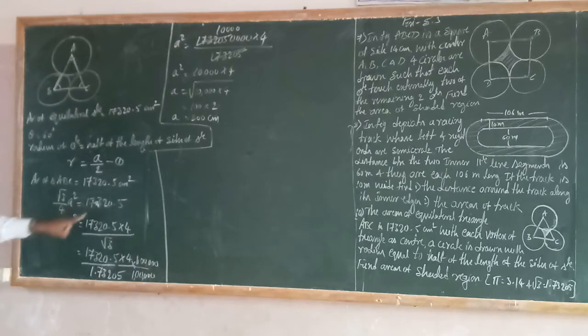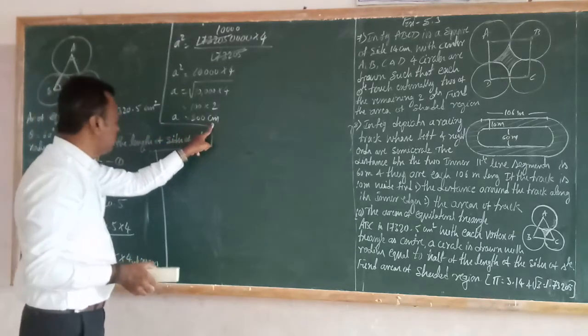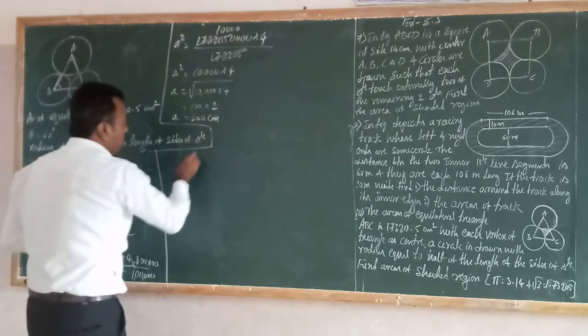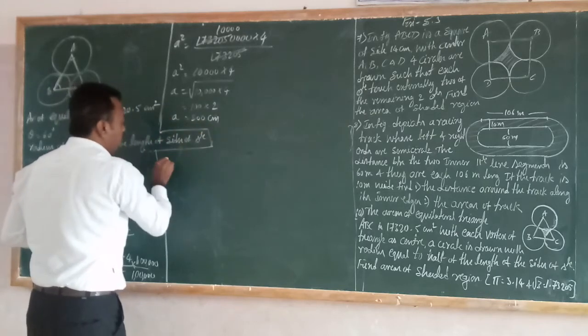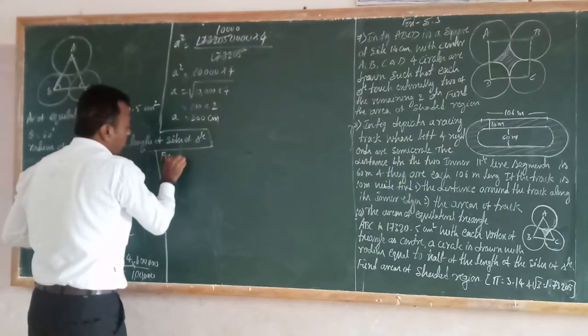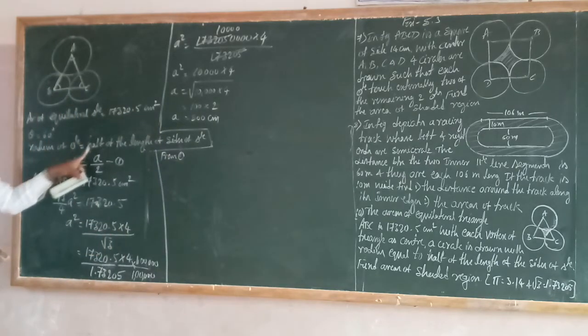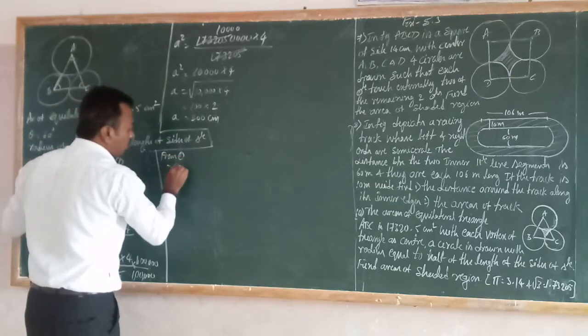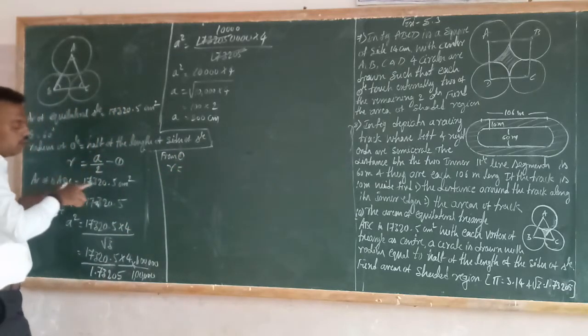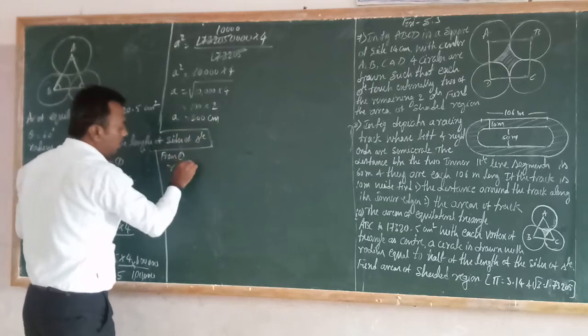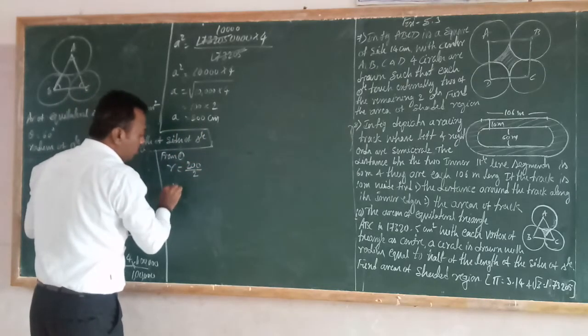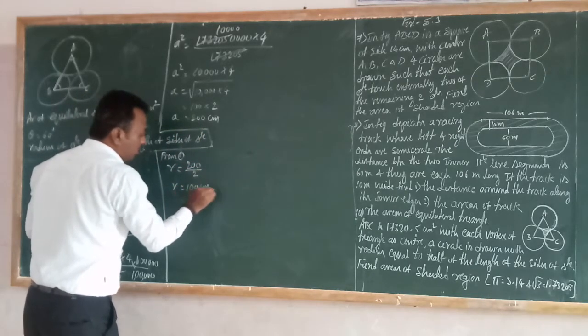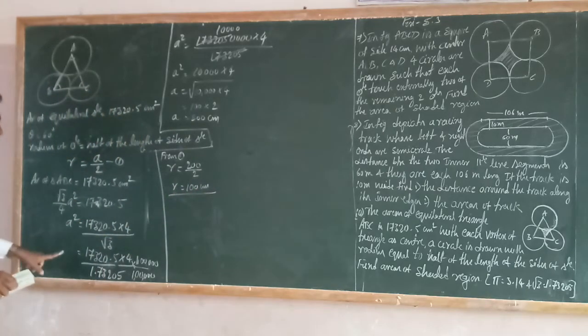So I want to calculate the radius. The radius is equal to half of the length of the side of the triangle. So what is the side of the triangle? It is equal to 200 divided by 2, therefore it is equal to 100 centimeter. So the radius of the circle is 100 centimeter. Side of the triangle is 200, from here to here, and the radius of the circle is 100 centimeter.